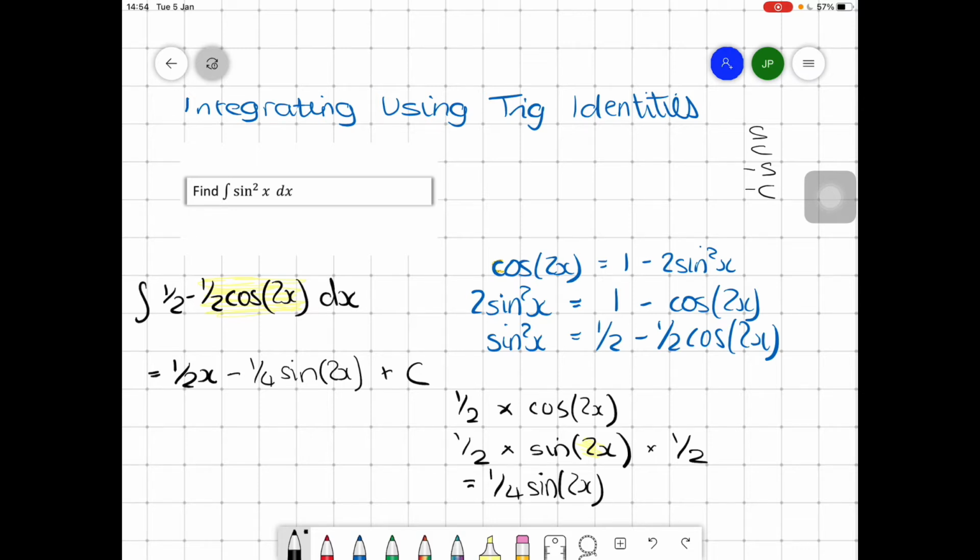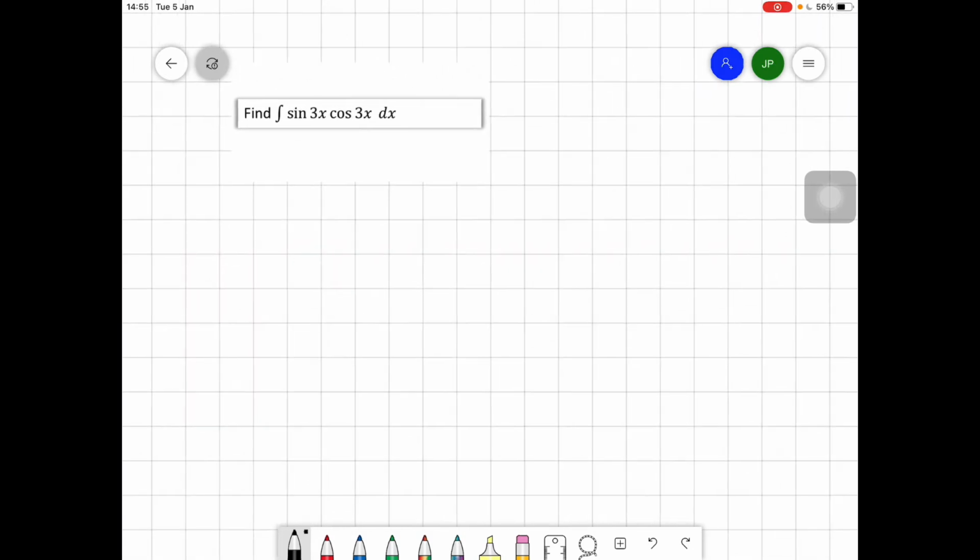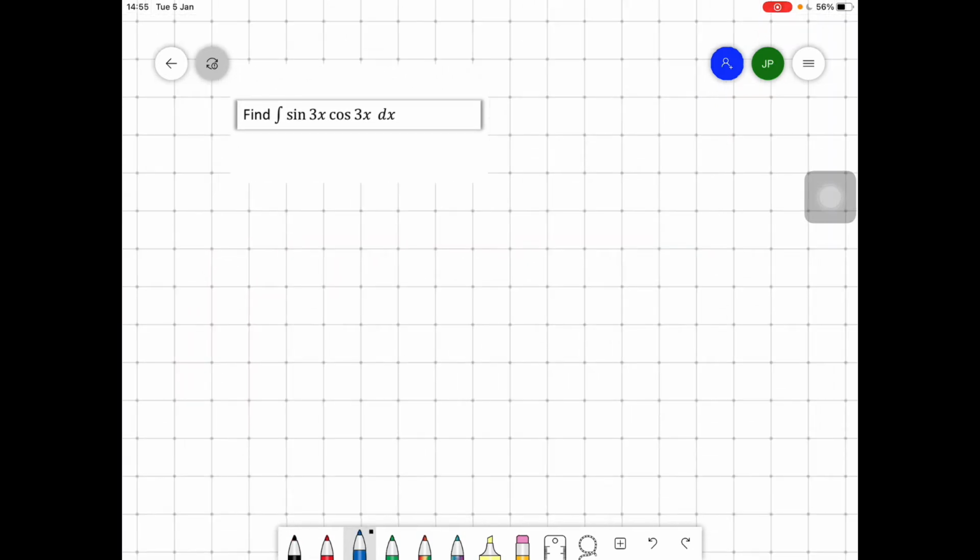Okay, so what I'm looking at doing is using my trig identities to eliminate where I've got problems with integrating, so that I can get it into the form of a single trig function that isn't squared, that isn't cubed, that aren't multiplied together, so that I can integrate happily. So if we have a look at another one, this time we've got find the integral of sine 3x cos 3x dx.